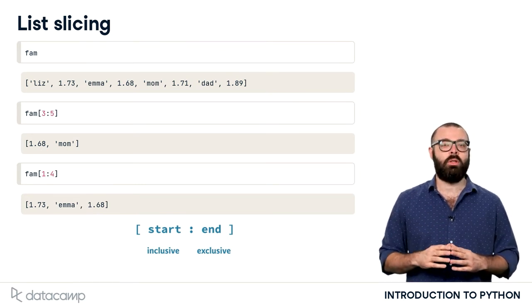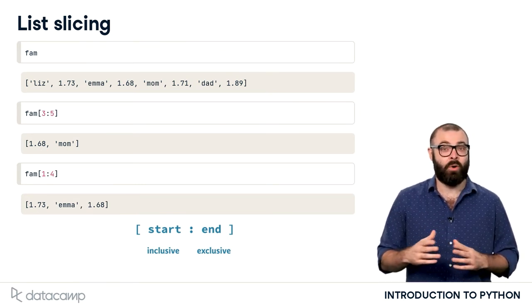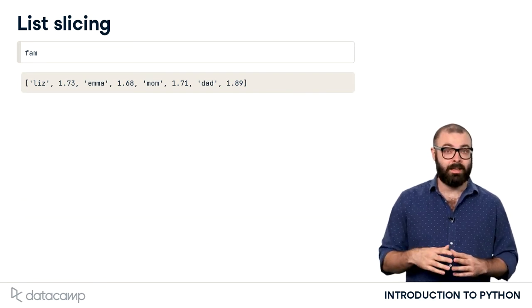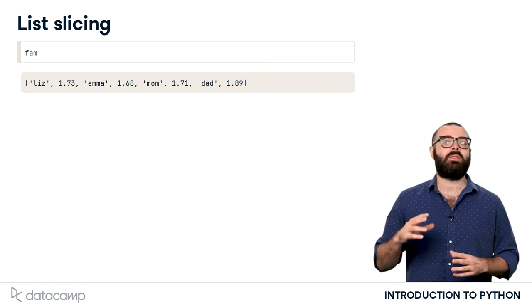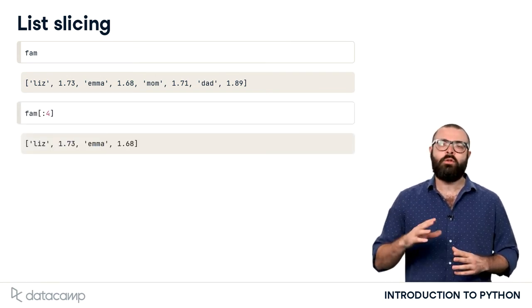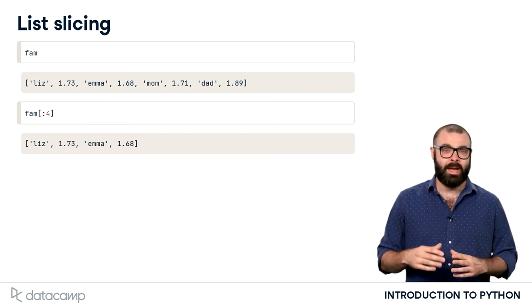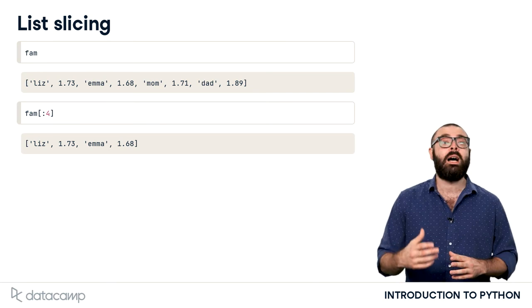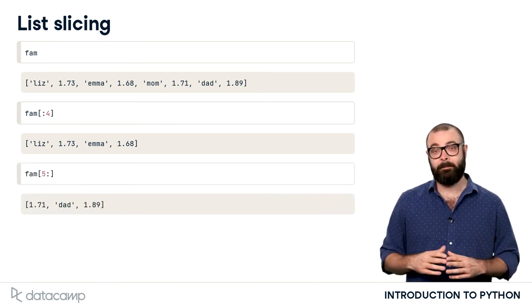You can also choose to just leave out the index before or after the colon. If you leave out the index where the slice should begin, you're telling Python to start the slice from index 0, like this example. If you leave out the index where the slice should end, you include all elements up to and including the last element of the list, like here.